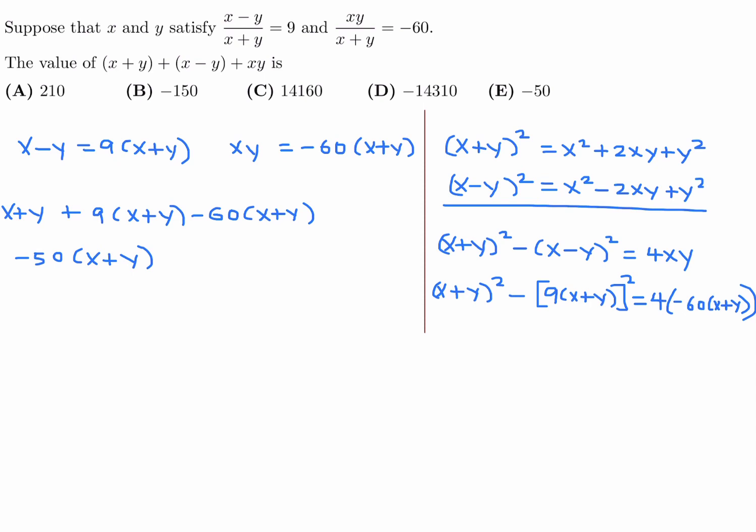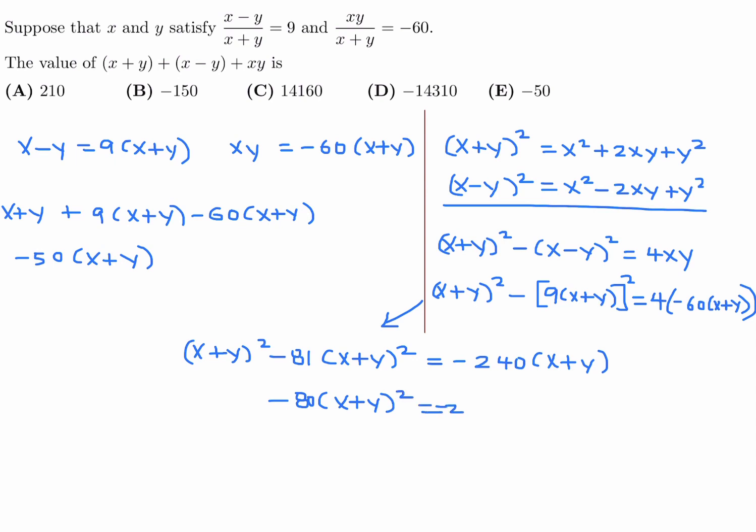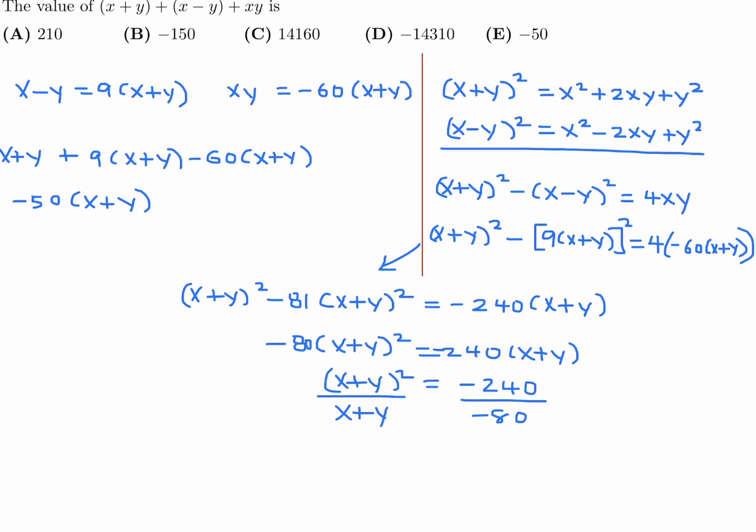Okay, so this becomes (x plus y) squared minus 81(x plus y) squared is equal to minus 240(x plus y). This becomes minus 80(x plus y) squared equals minus 240(x plus y). Put the numbers on one side and put the variables on the other side. And when you do, you'll notice that the x plus y cancels.